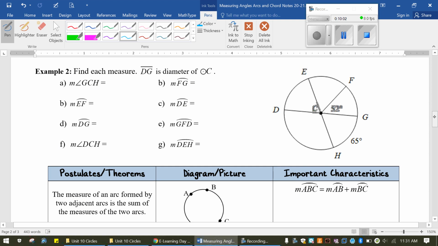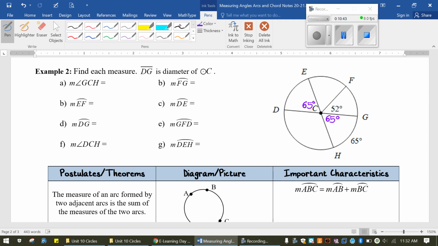Example number 2 is really similar to what we did in example number 1, only I'm asking you fewer questions about it. But you're going to figure out your angle measures and your arc measures in the same way by knowing where your diameter is so that you can find out your angle measures. So what I see on this diagram here is I have this arc HG of 65 degrees. Since I have a central angle there, that means this angle will also be 65 degrees. And then I see I have vertical angles. And since vertical angles are congruent, it's also 65 degrees.